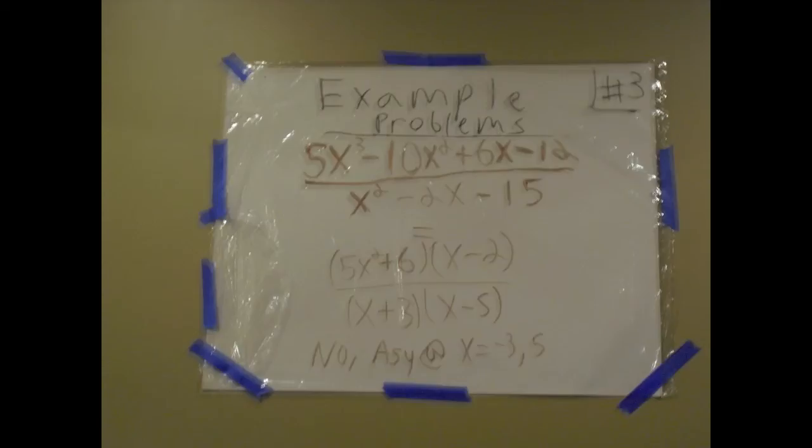Looking at the function, we now see that there is no more simplifying that can be done, and we conclude that division by 0 would occur at x equals negative 3 and x equals negative 5. At these 2 points, there would be vertical asymptotes.